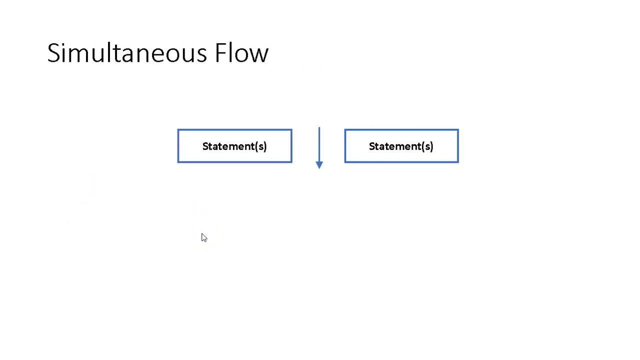Simultaneous flow is a more advanced flow, a multiprocessor environment. We have statements executing on one processing device, one computing agent, and simultaneously another group of statements on another computing agent. Since this is an advanced flow, no more detail will be discussed about it in this video.